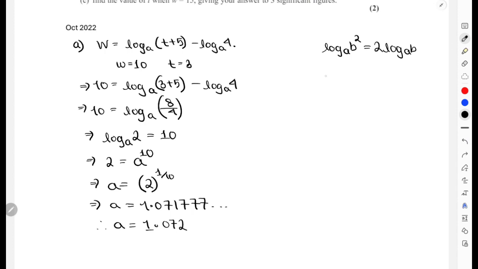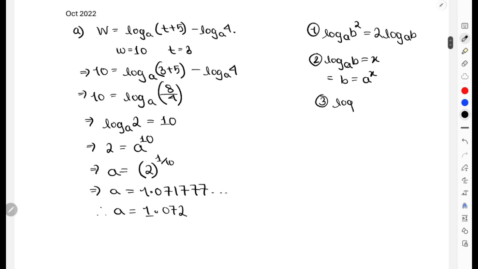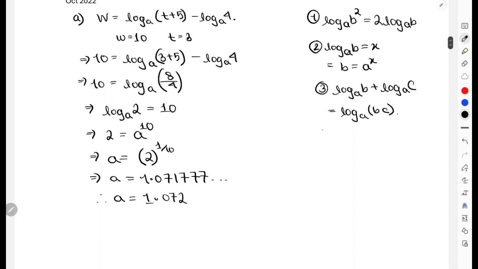Then the next formula would be: log base A of b is equal to x, and you can take this base to the right hand side, and it would just be b is equal to A to the power of x. We use this second formula to remove logs from your equation. Then the third one was the addition, like log base A of b plus log base A of c. Whenever the bases are the same, when two logs with similar base are added together, this actually means log base A of b multiplied with c, right? This addition over here indicates multiplication.